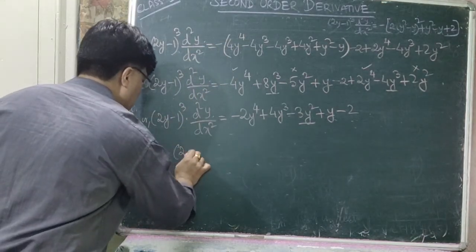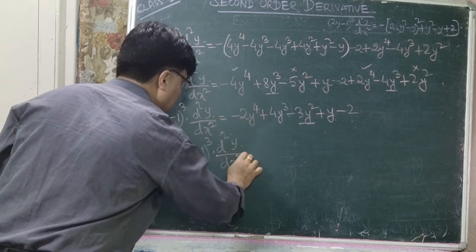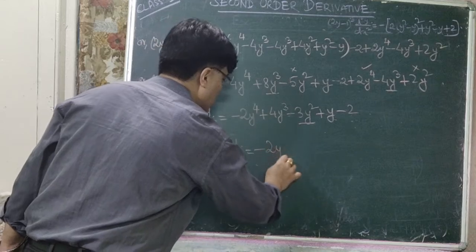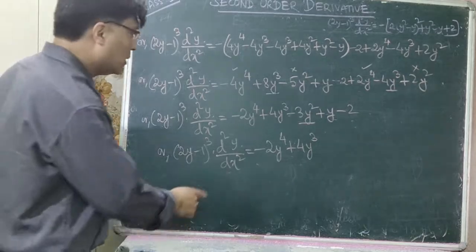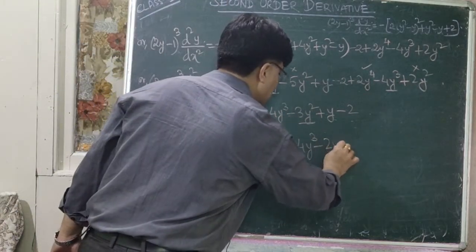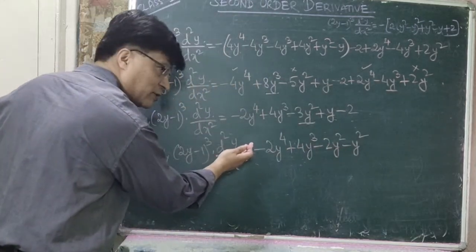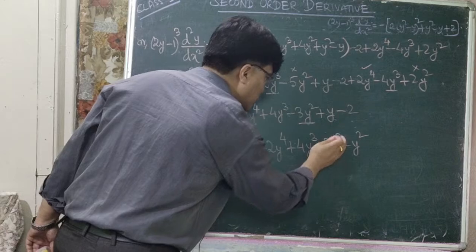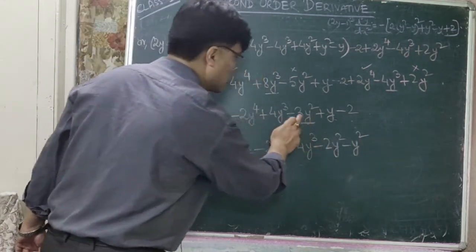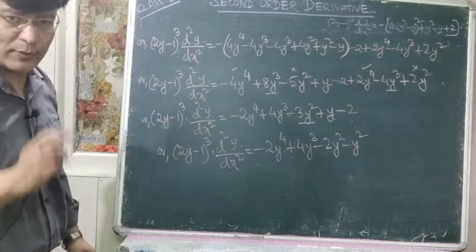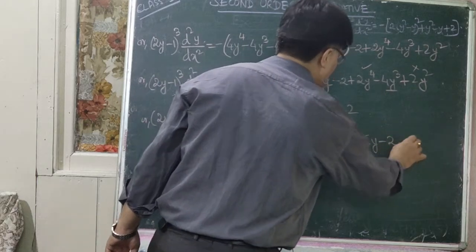So this is your (2y minus 1) whole cube into d2y by dx square, which is equal to minus 2y to the power 4 plus 4y cube. Then you can write down this term as minus 2y square minus y square, isn't it? So that we can simplify these first three terms. If you write minus 2y square minus y square, we can simplify these first three terms. Then you have to write minus y square, so that minus 2y square minus y square is minus 3y square. Is that understood? Then plus y minus 2.